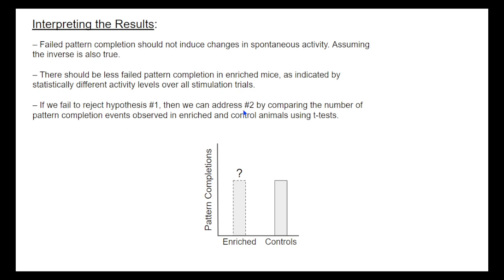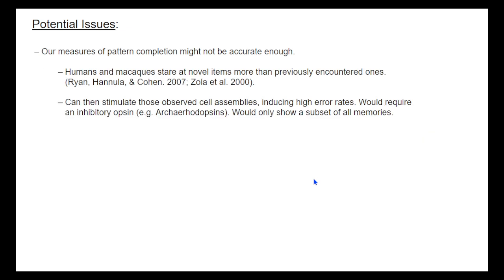My second hypothesis is about testing if enrichment creates a bunch more neocortical cell assemblies than in controls. If we feel good about hypothesis 1, our ability to actually measure these with our lasers, then it's just a simple t-test. You just compare the number of pattern completions, our proxy for cell assemblies, between these 2 groups. So some potential issues is that our measures of pattern completion just might not be accurate enough.